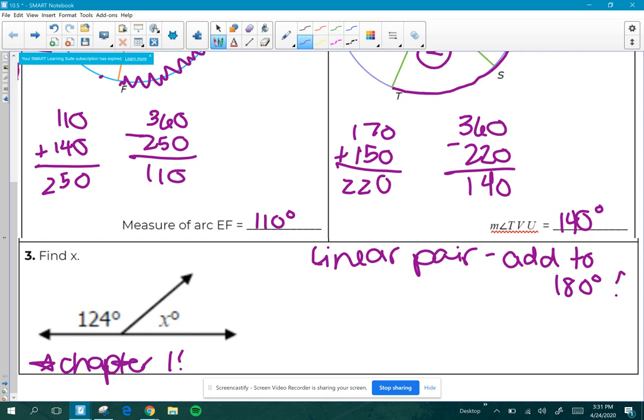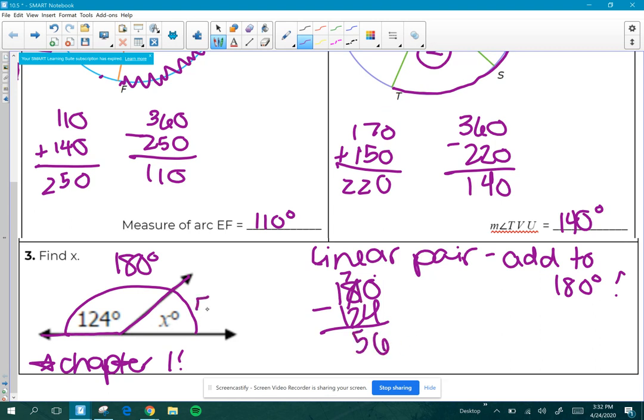In order to do that, I know that this entire angle is equal to 180 degrees. So it's a similar concept as numbers 1 and 2. It's actually a little bit easier. So if the whole angle is 180 degrees and this part is 124, in order to find that missing part, I just have to do 180 minus 124. I'm borrowing, 6, 5. So then I get that this guy is 56 degrees.